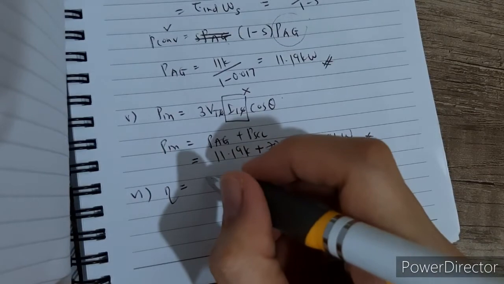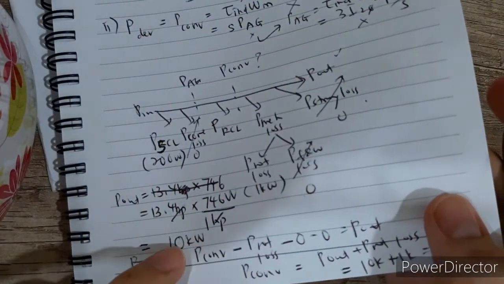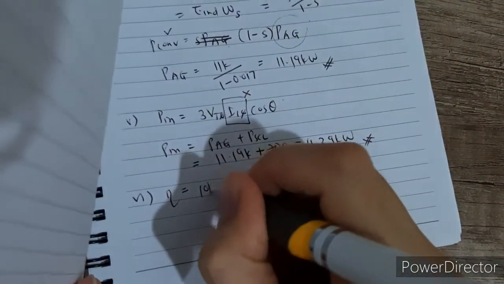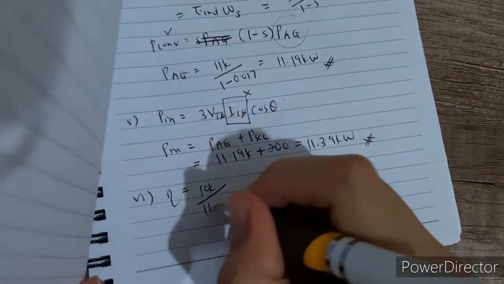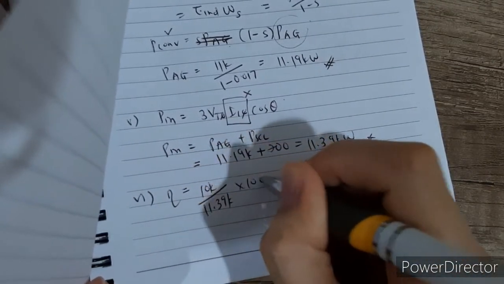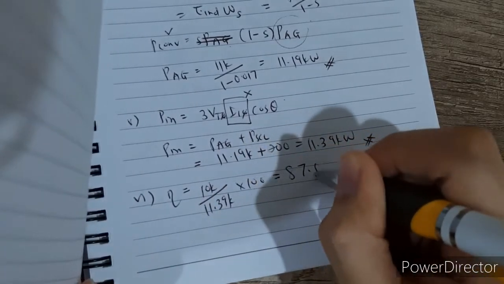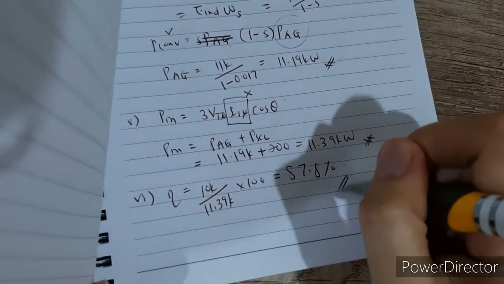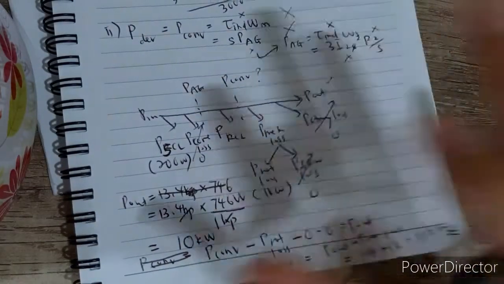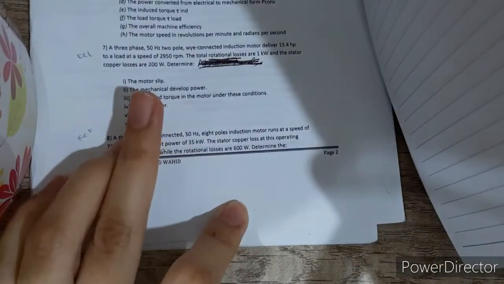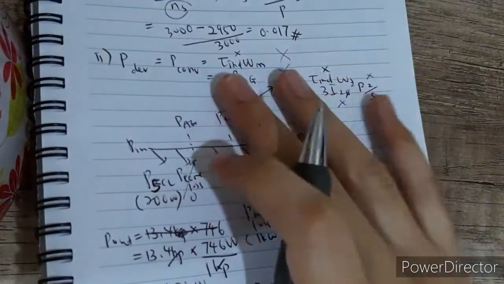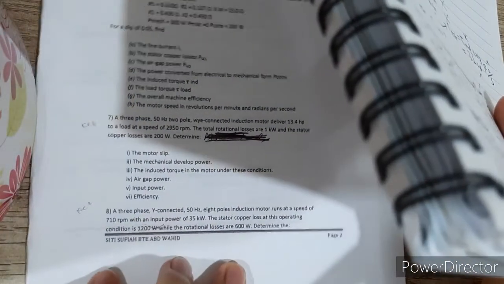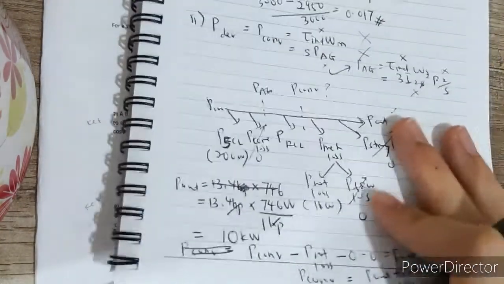Finally, you can find your efficiency. The final question is efficiency. Your P out from the previous question is 10K, over P in, 11.39K, times 100, you'll get 87.8%. Okay, then for question number 7, see you in the next video for question number 8. Thank you.